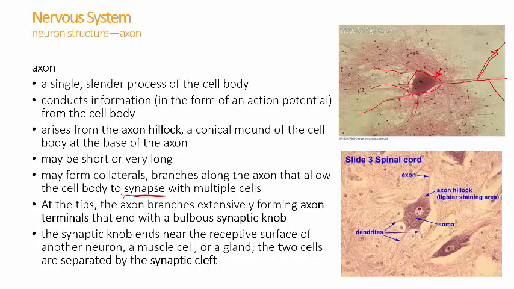And at the very tips, the axons branch extensively, and they form what are called axon terminals. Each of the little branches ends with a bulbous synaptic knob. The synaptic knob ends near the receptive surface of the next neuron in a chain, or the receptive surface of the muscle. So we've talked about the neuromuscular junction, where the synaptic knob comes very close but doesn't touch the muscle. They can also end near a cell from a gland. Those two cells at the synapse are separated from each other by a very thin bit of extracellular fluid that fills the synaptic cleft. All right, so dendrites bring information in, axons carry information away from the cell body.